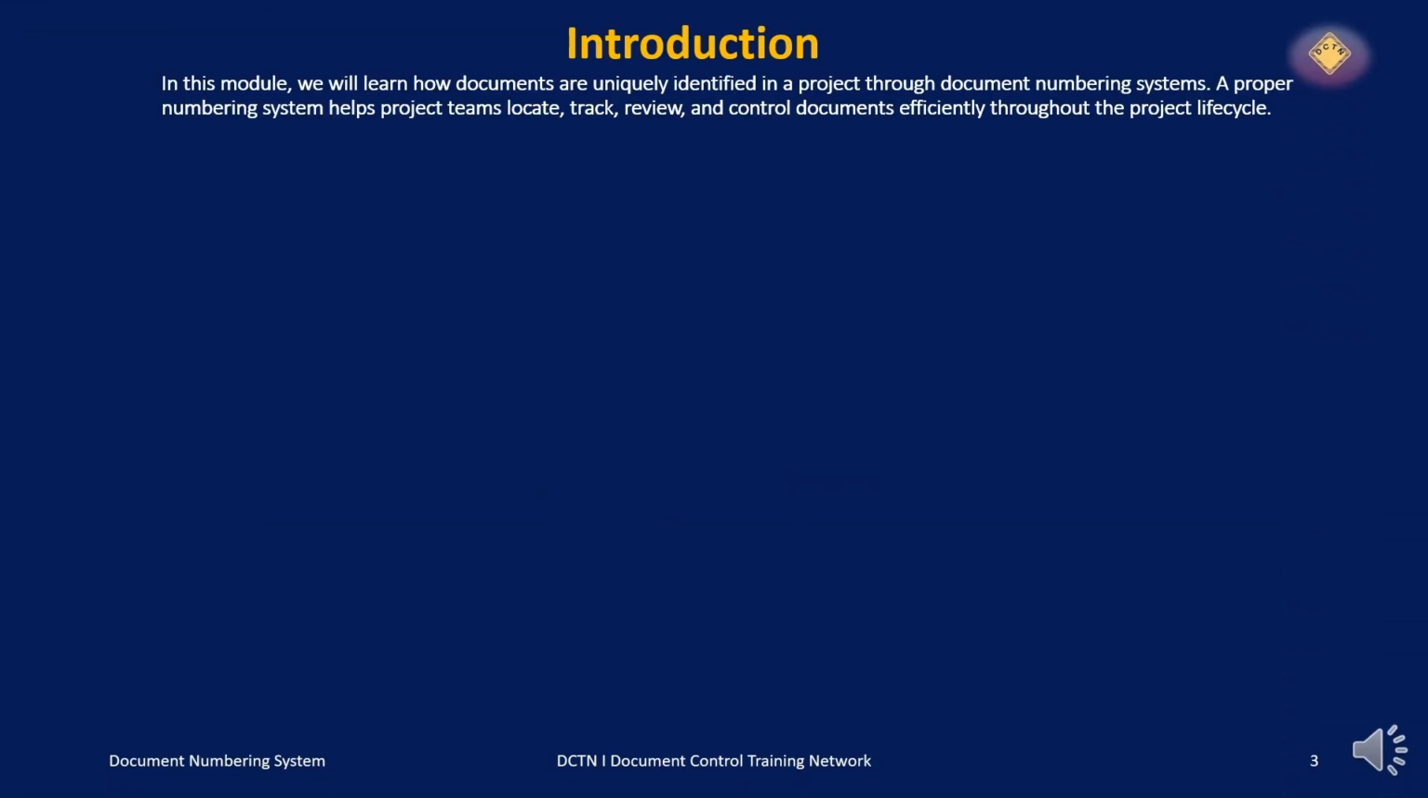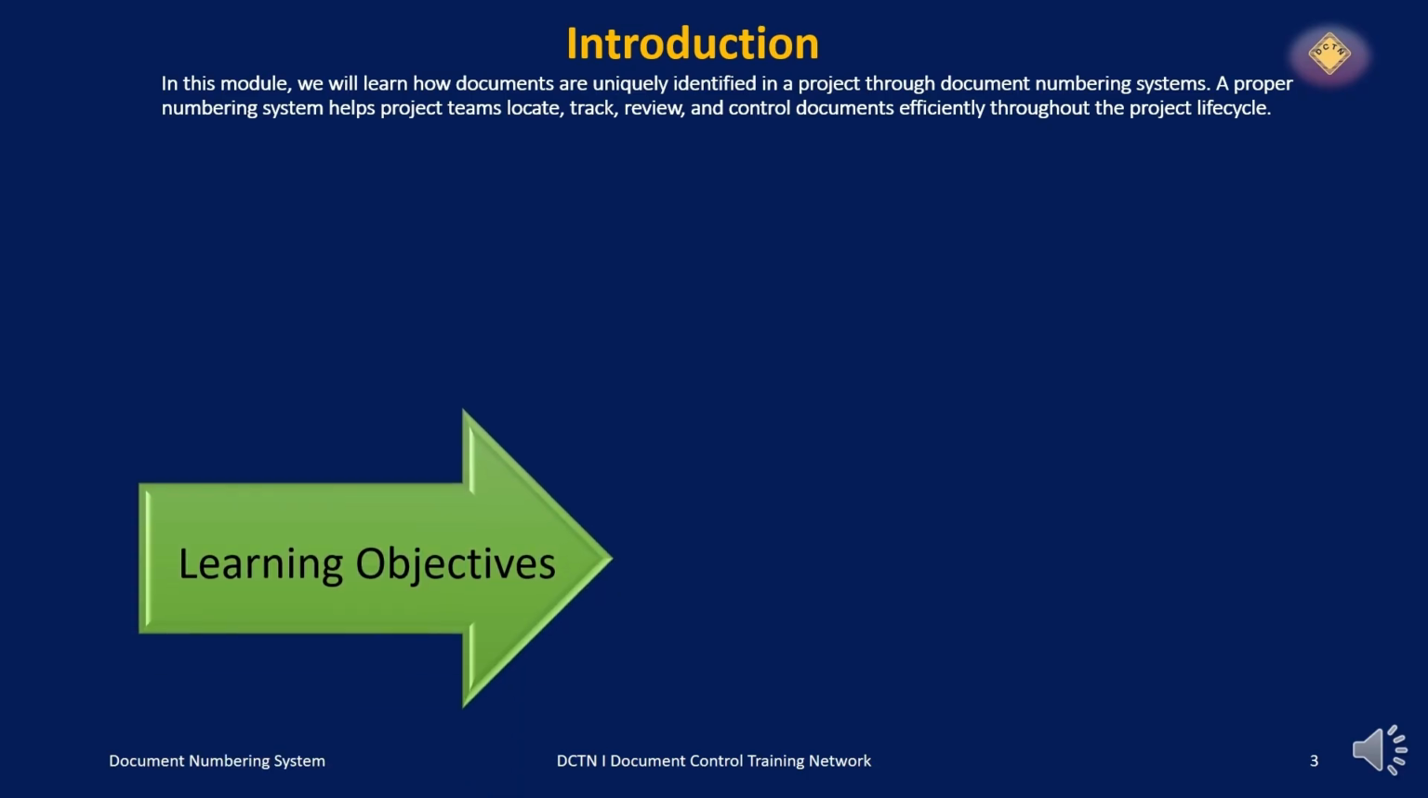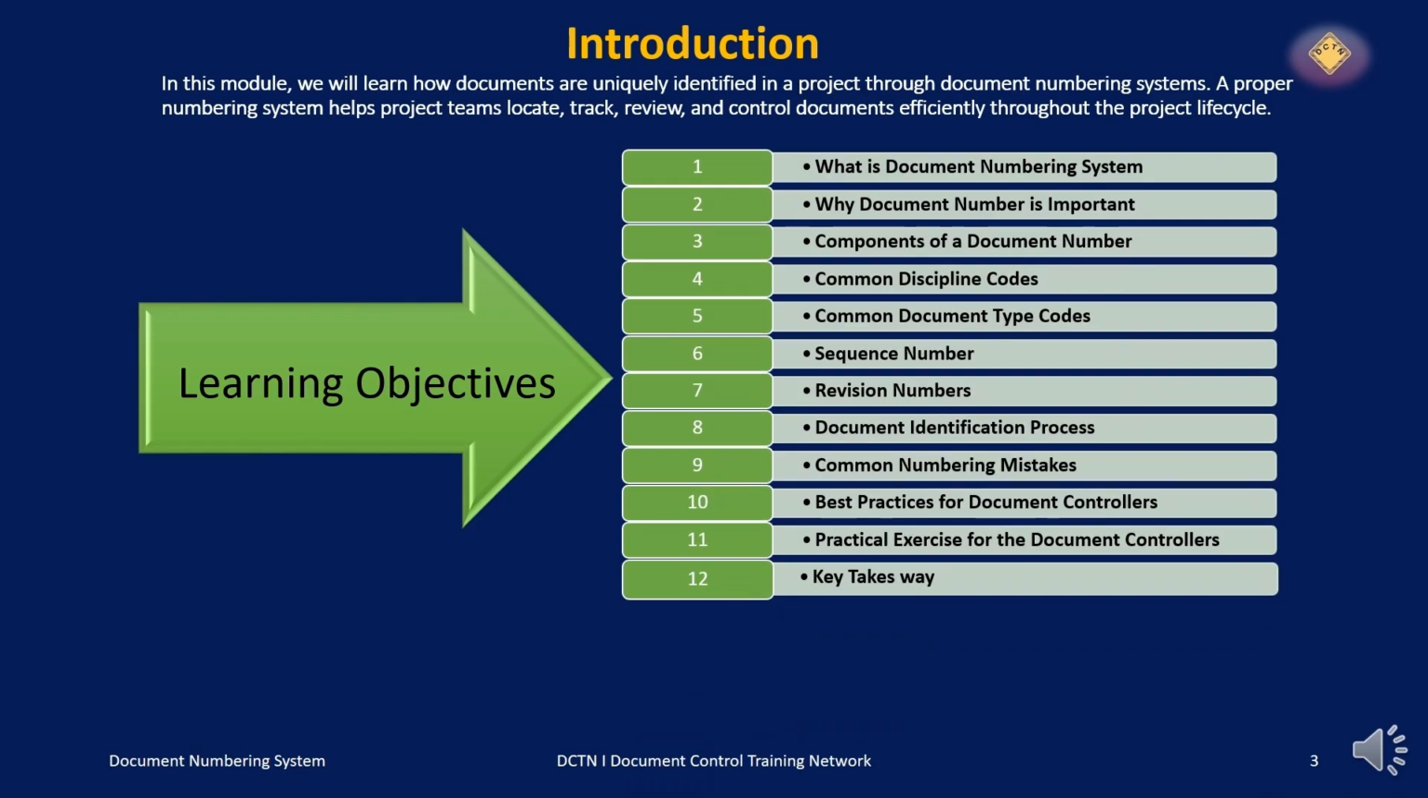Before we begin, let's take a quick look at what we are going to learn in this module. Learning objectives. First, we will understand what a document numbering system is and why it is important in every project. Then we will learn the components of a document number and understand the purpose of each component. After that, we will discuss common discipline codes and document type codes that are widely used in construction projects.